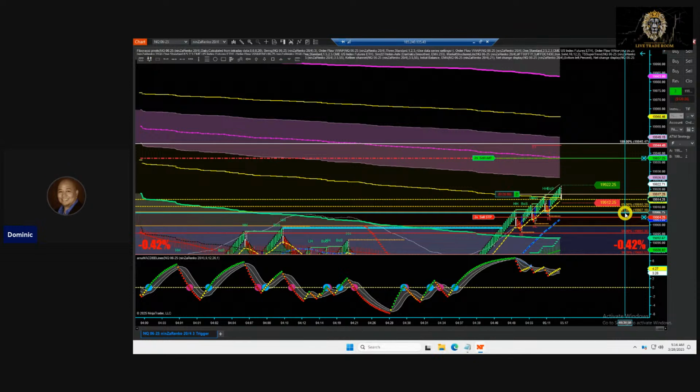Here we go again with a deep pullback again. But for them, it's fine as long as it's creating higher lows. You just have to watch that.